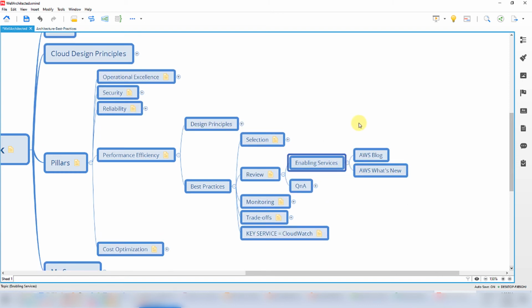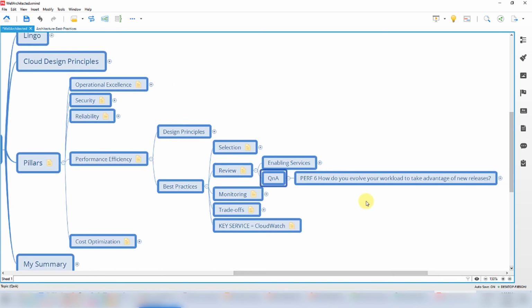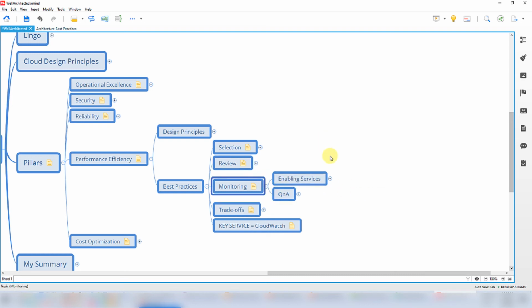Let's look at review. The key enabling services for the review step are AWS Blog and AWS What's New. This helps you keep in touch with the latest developments, new features, new technologies that you can examine and leverage. The key question to drive best behaviors: how do you evolve your workload to take advantage of new releases? Now let's look at monitoring.